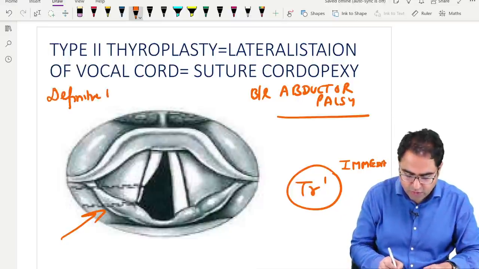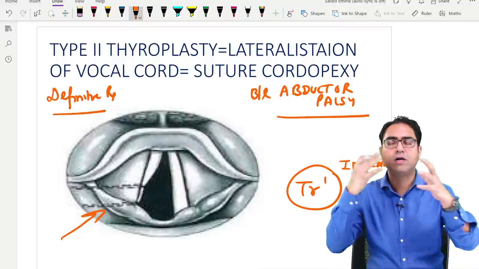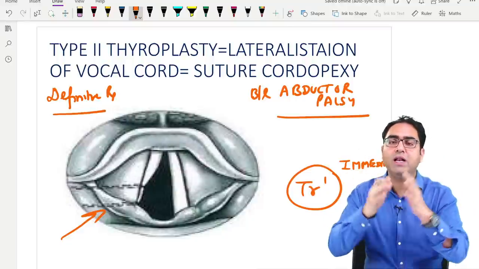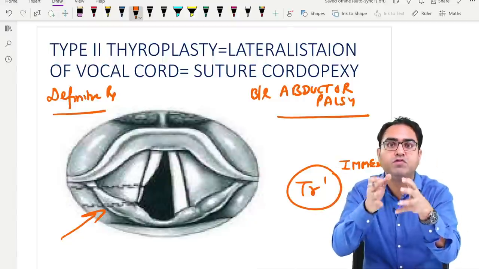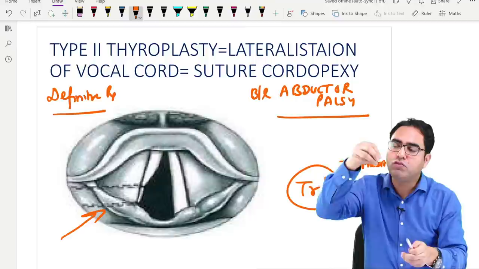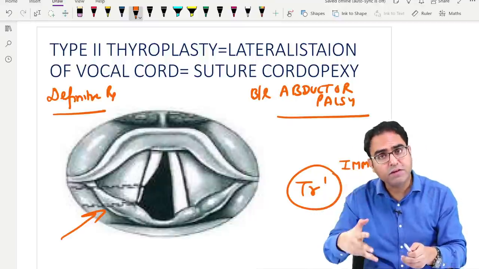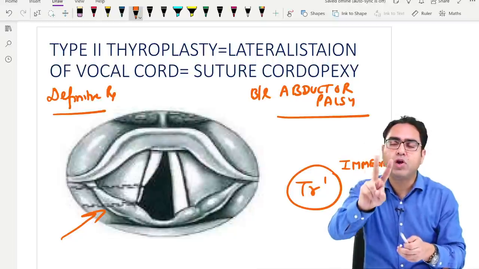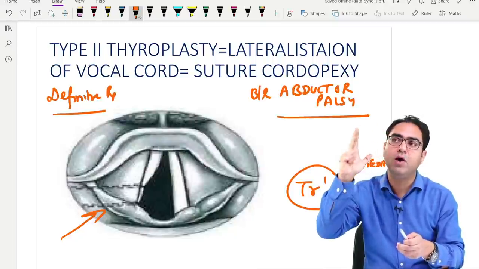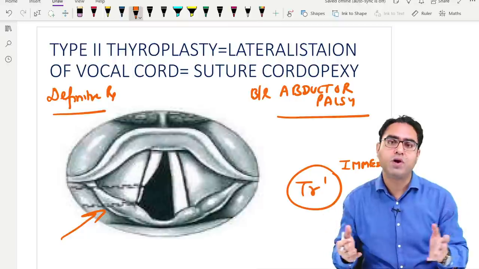So always think like a doctor, a clinician, beta. Bilateral abductor palsy, the patient cannot breathe. So my immediate attempt is to save the patient first. Immediate treatment is tracheostomy, beta. Then after 6 months, you do the definite treatment, and that is called type 2 thyroplasty or suture cordopexy or the lateralization of vocal cord, beta.